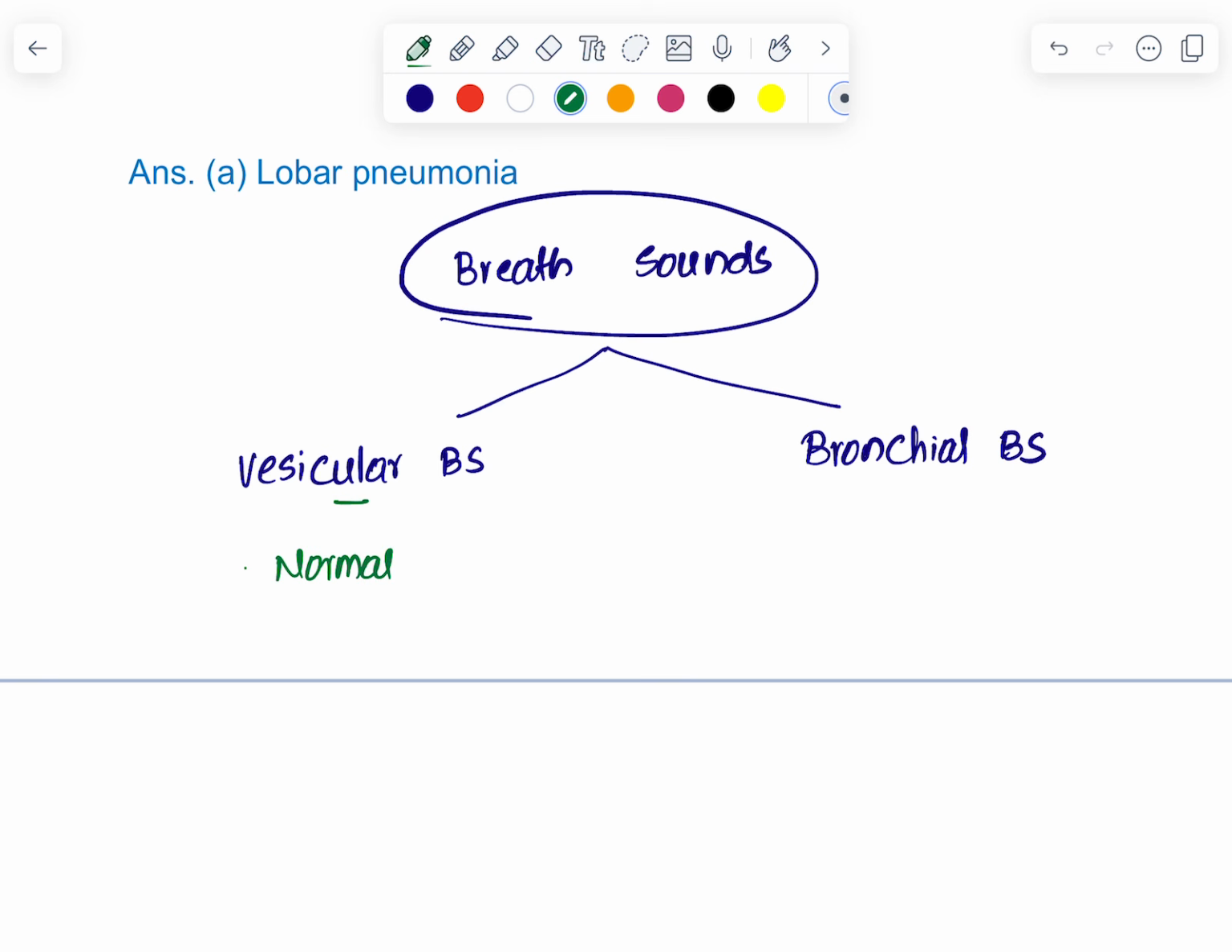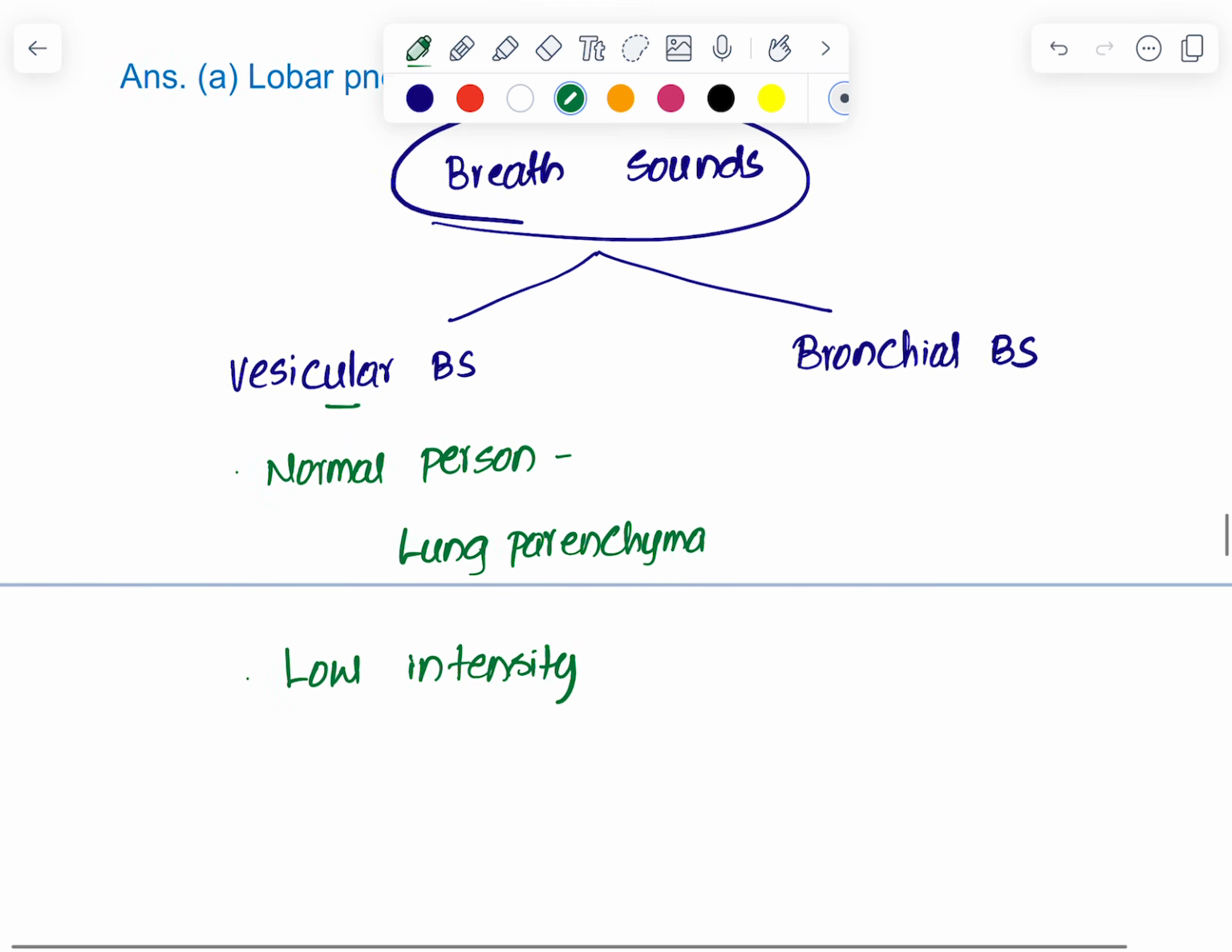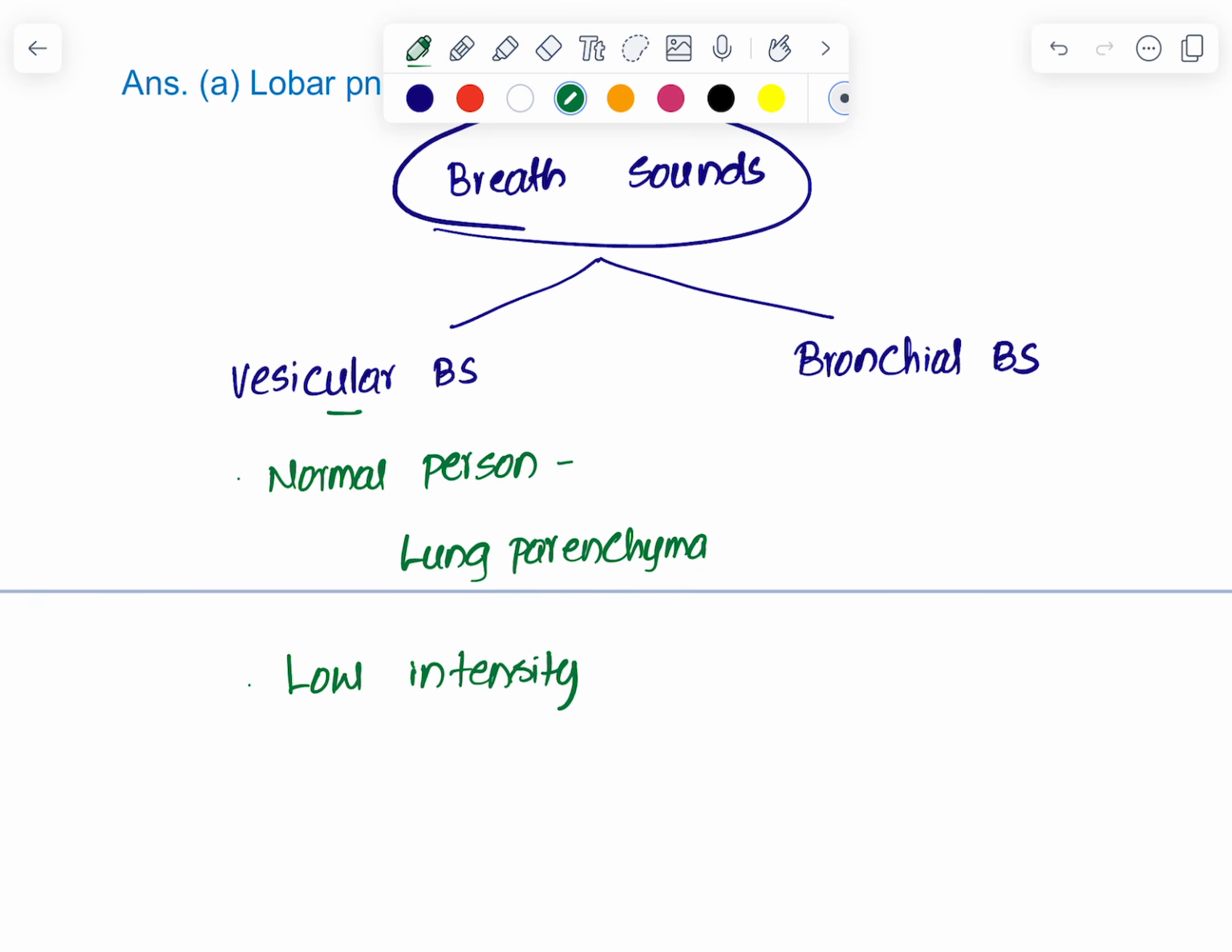They are the ones present in a normal person, and they are heard over the lung parenchyma. They are low intensity sounds, and intensity is a very important differentiating factor between vesicular breath sounds and bronchial breath sounds. The next important point related to vesicular breath sounds is that inspiration is longer compared to expiration.